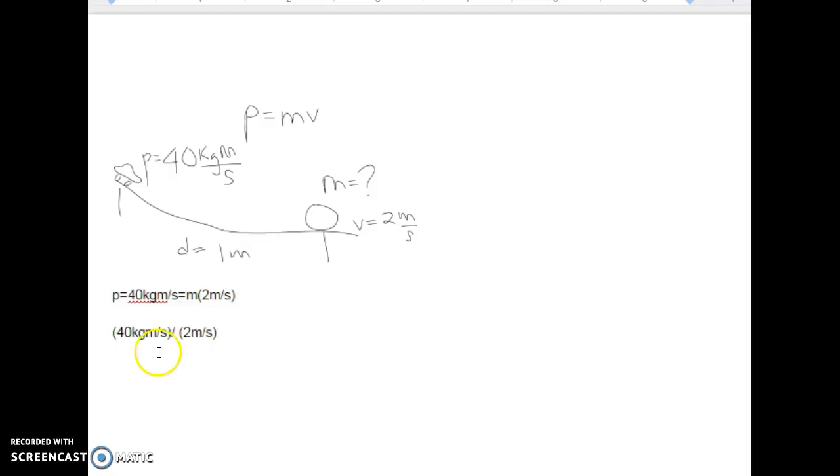that's going to give me a kilogram unit, because meters per second divided by meters per second is just going to leave kilograms right here. And that is going to give me a mass, because kilograms is a mass. So 40 divided by 2 is 20 kilograms, and that would be the mass of this little ball.